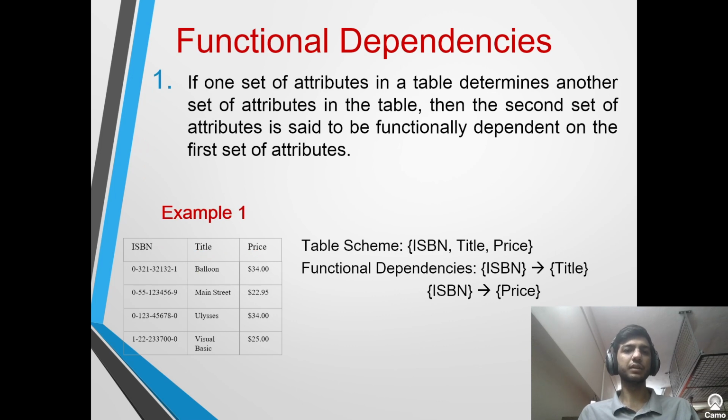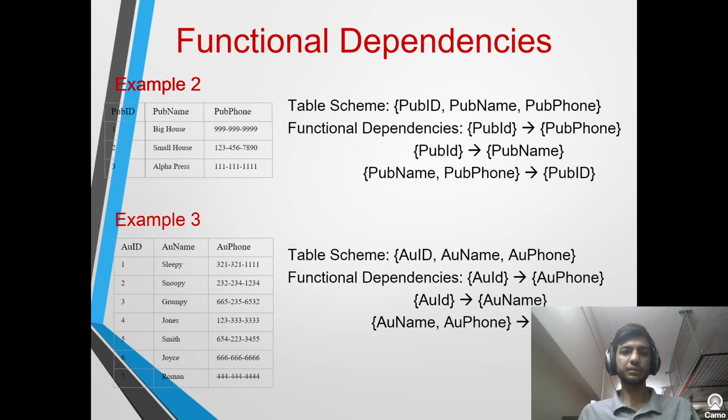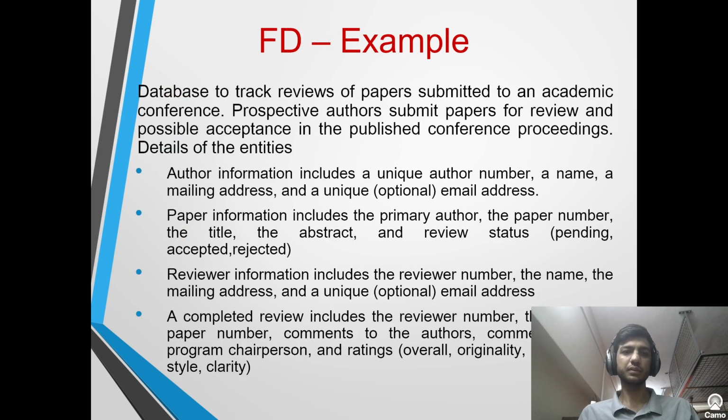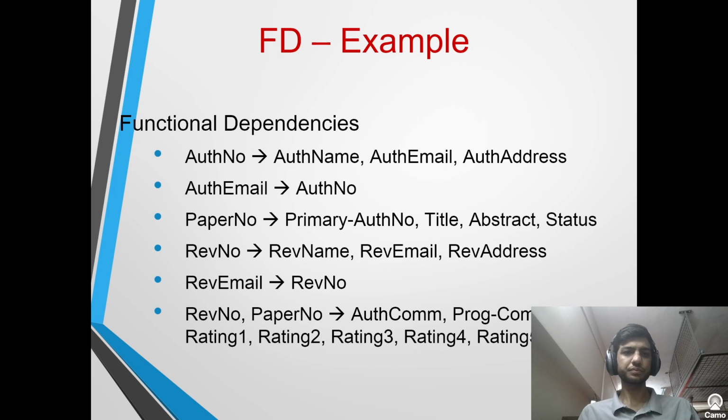Functional dependencies. If one set of attributes in a table determines another set of attributes in the table, then the second set of attributes is said to be functionally dependent on the first set of attributes. Like in this example, ISBN depends on title and ISBN depends on price. There are a few more examples of this. Functional dependencies. Here also there are five more examples to see.